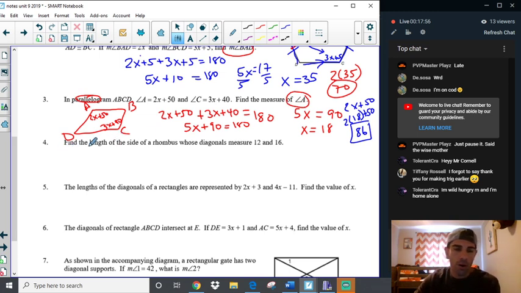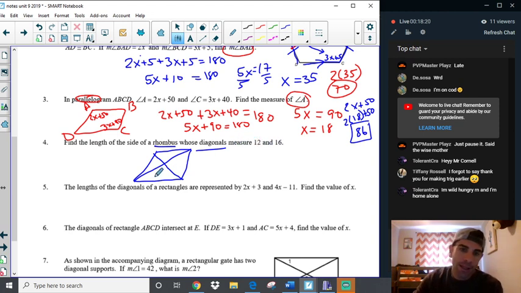Okay. 4. Find the length of the side of a rhombus whose diagonals measure 12 and 16. So watch how I'm going to go ahead and do this picture. So here's my rhombus. They're talking about diagonals. So here's a diagonal right there. There are 2 of them, so I'll draw both of them. Now you have to know the rules of diagonals. They bisect each other.